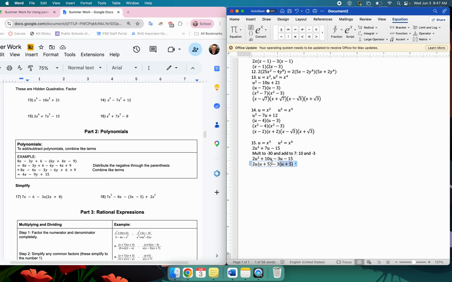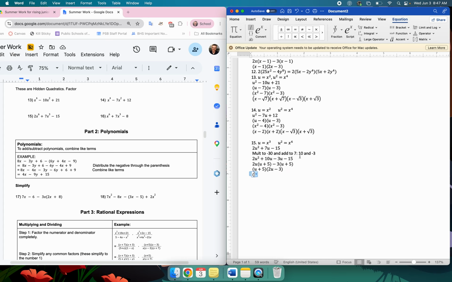For this procedure to work, you want this factor to be the same as this factor. You want u plus 5 to appear in both. So you need to pull out a minus 3 to make that happen. Otherwise, this factor in parentheses would be like a negative u minus 5, and you wouldn't have a common factor. Anyway, now there's a common factor of u plus 5, so I'll pull that out. When I pull u plus 5 out of the first term, I'm left with 2u. And when I pull u plus 5 out of the second term, I'm left with minus 3.